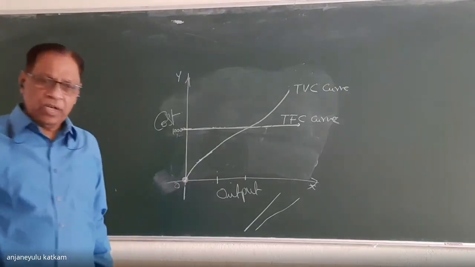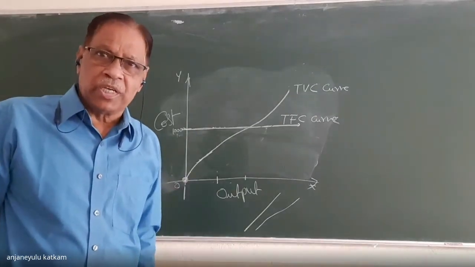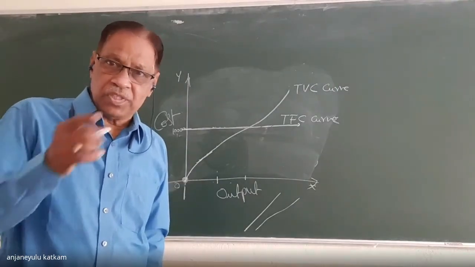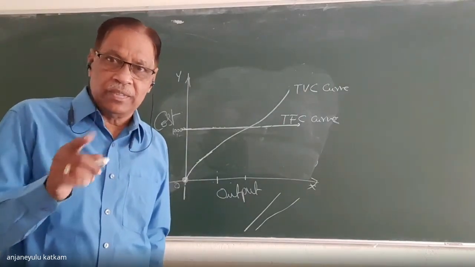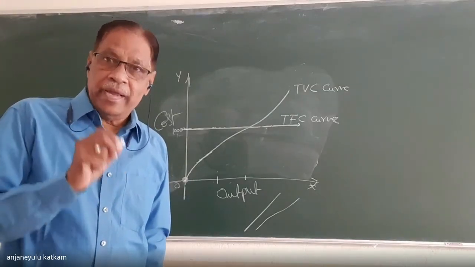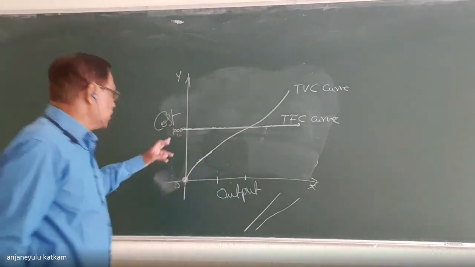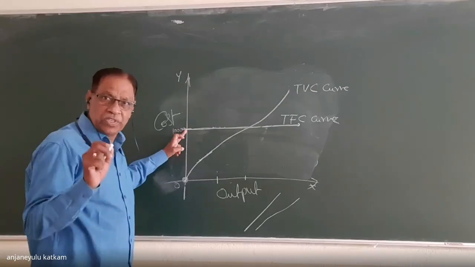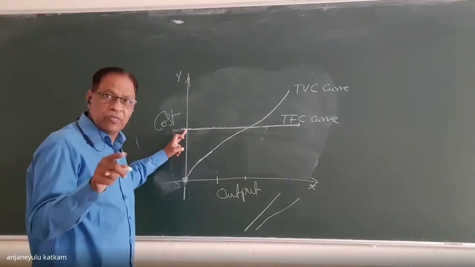And we can also draw a third one, the total cost curve. Total cost is the fixed cost plus variable cost. So where will it start? It will start from the starting point of the fixed cost. When the production is zero, total cost is also equal to fixed cost.